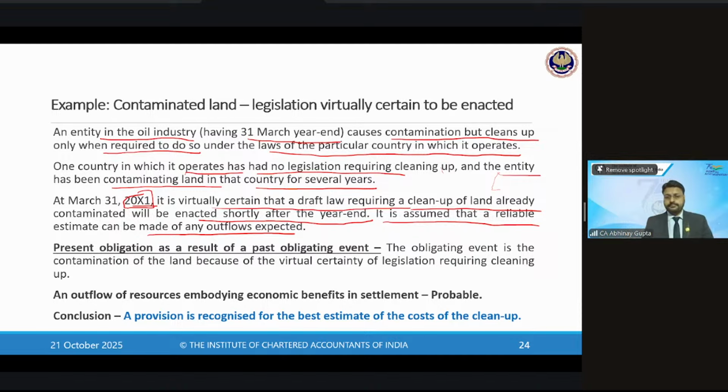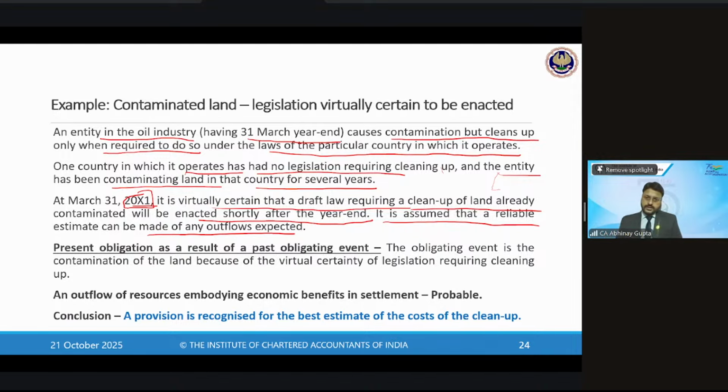What do you think? Present obligation of a past event or no present obligation? There is a past event of contaminating the land. What is the past event? The land has been contaminated. Yes, so that is a past event. Now, that event has become obligating because of a law being enacted. If the law was not there, then there wouldn't have been any present obligation, even if there is a past event. Yes or no?